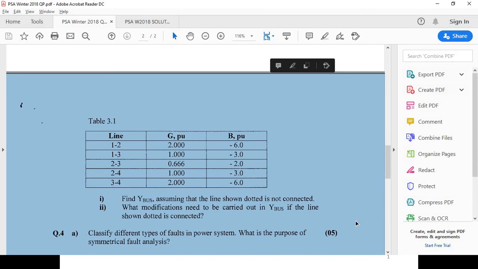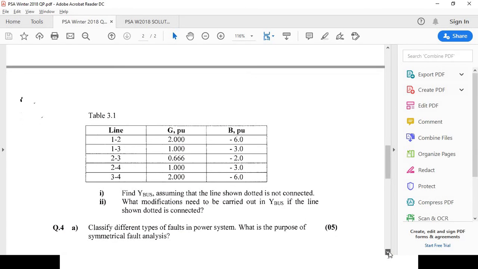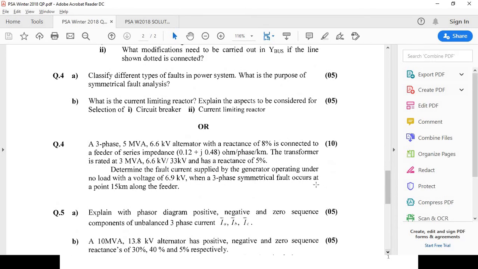Now, is there any other example which was asked in the same university exam? It is question number 4, and it is based on the syllabus of symmetrical fault analysis. So what is the question? A 3-phase 5 MVA 6.6 kV alternator with a reactance of 8% is connected to a feeder of series impedance 0.12 plus j0.48 ohm per phase per kilometer.